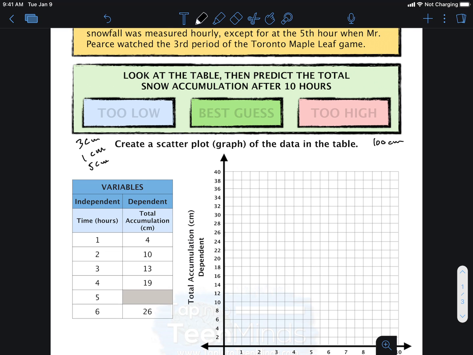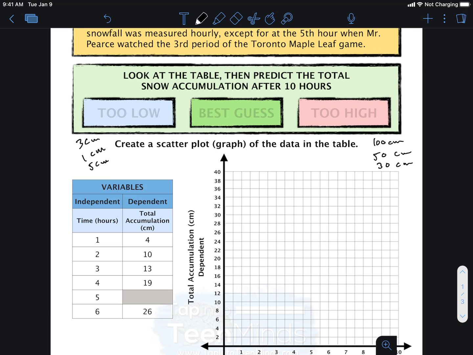20. 50. 50 seems too high. 20, okay. I wouldn't say 20's too high. What's a good guess? Like 30. Good guess. You think 30? I would put 30 over here in the too high column. What? 30 total centimeters? No, total accumulated for every hour.